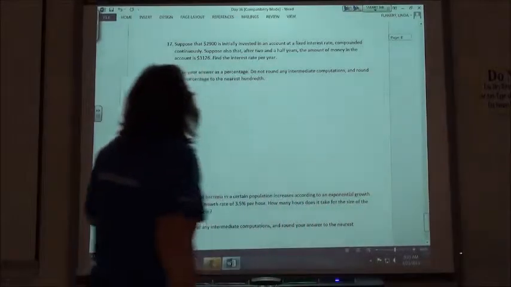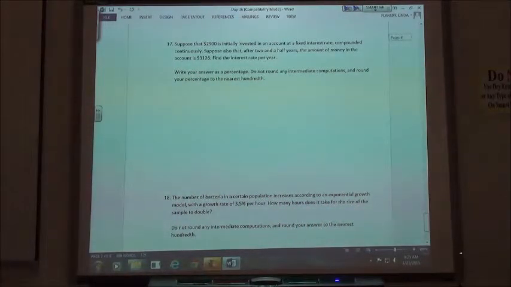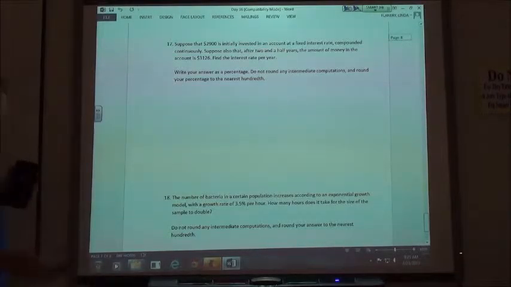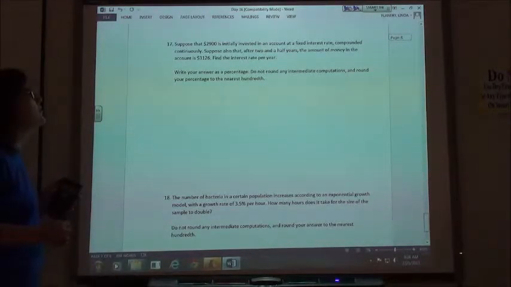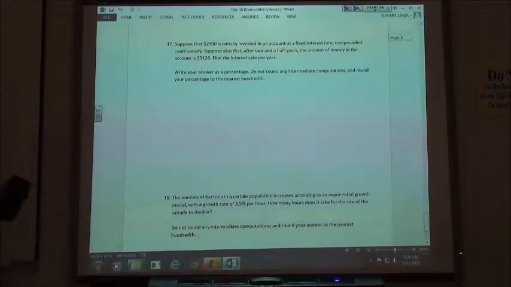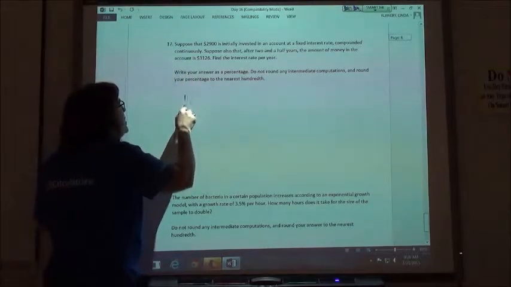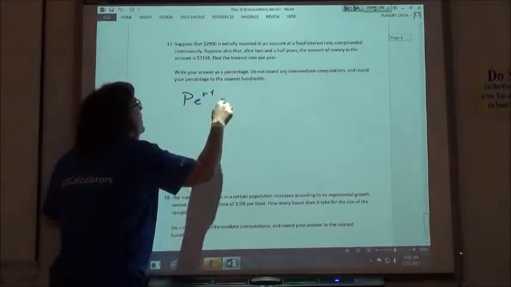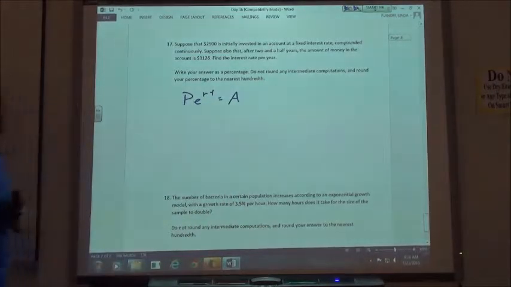Number 17 then. Suppose that $2,900 is initially invested in an account at a fixed interest rate compounded continuously. Suppose also that after 2.5 years, the amount of money in the account is $3,126. Find the interest rate per year. So compounded continuously tells me I have to use that formula there, where I'm using base e.